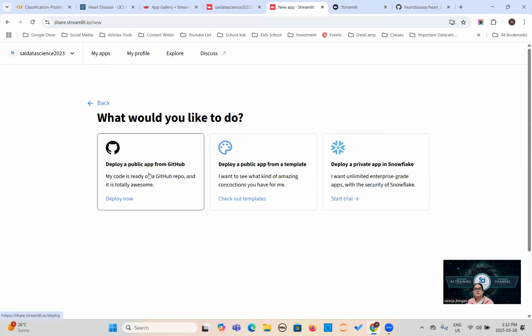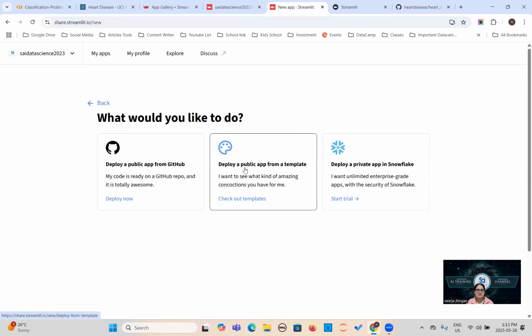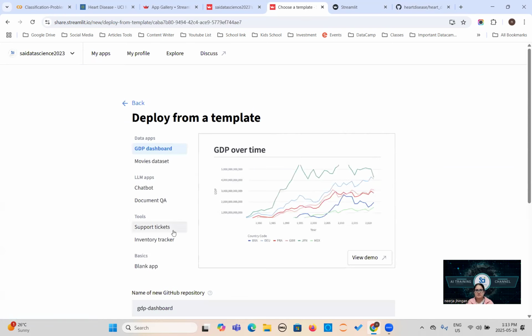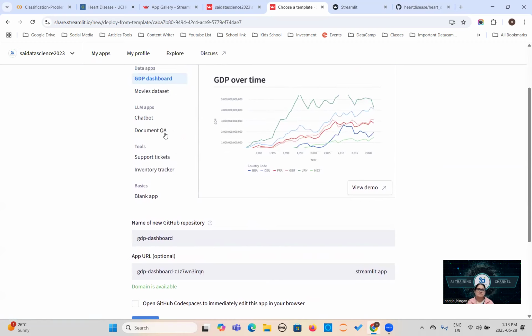I told you you can deploy a public app from GitHub. You can create an app from the template. You can create a private app in Snowflake. Okay, so here I'm using this one. If you want, you can use this. This is paid. You will find a start free trial for some days. I never tried it, but you can try. But this is also good. If you want, you can also choose this one to deploy your model.